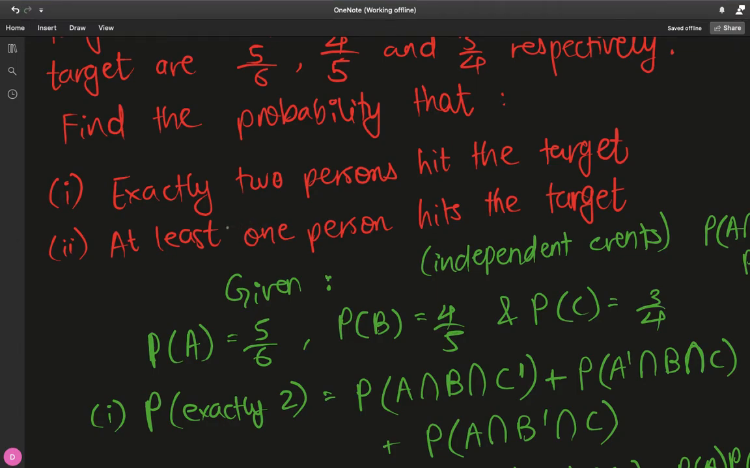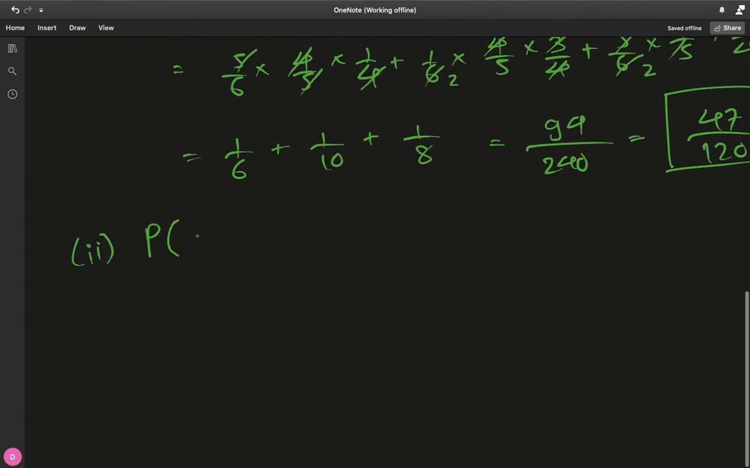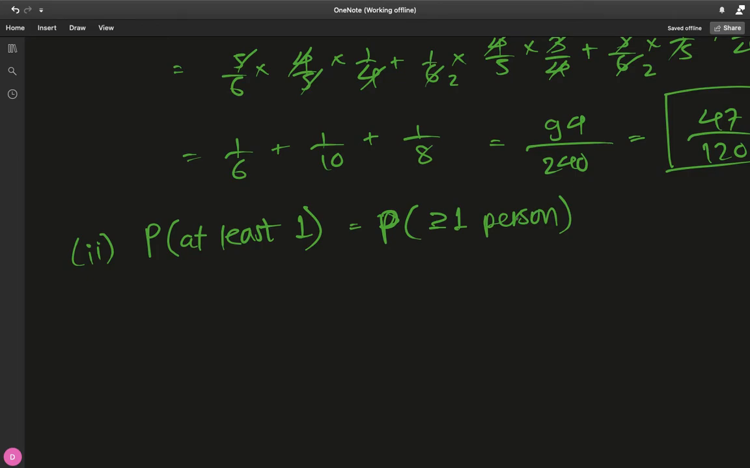I'm sorry, I read it wrong. At least 1% hits the target, not exactly. So at least 1% hits the target. So P of at least 1. So that means the probability of greater than or equal to 1% hitting the target. So we can have, in the worst case, 1% hitting, and then after 1% you can also have 2 persons hitting, and then you can also have all 3 persons hitting.